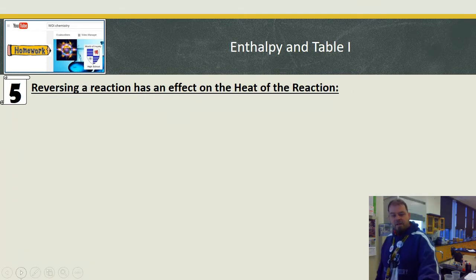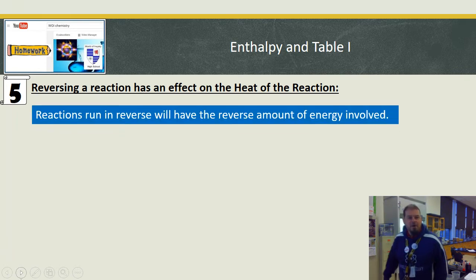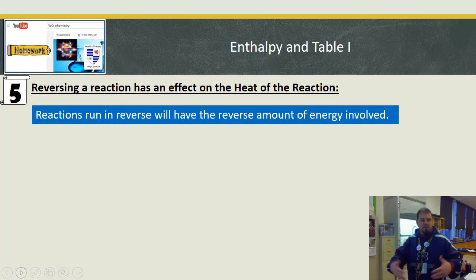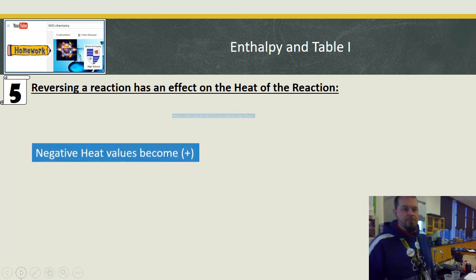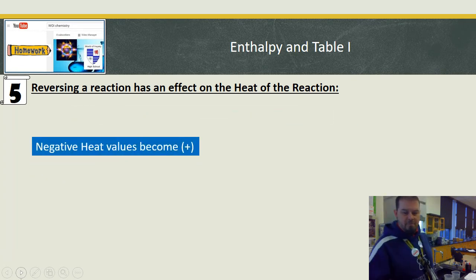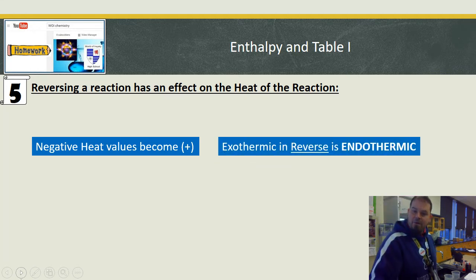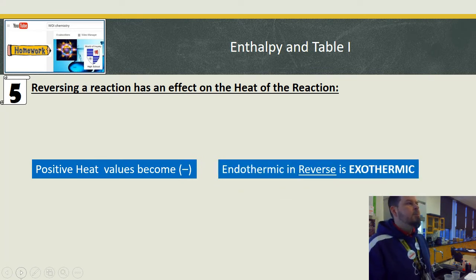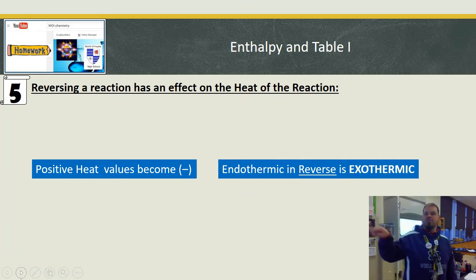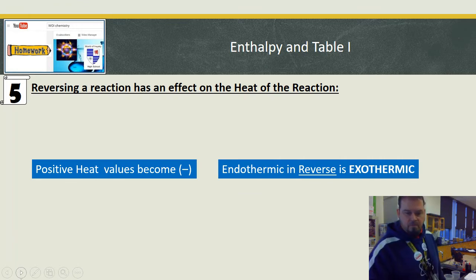Okay, reversing a reaction. Ooh, if I go backwards. So this is the fun part. Now that we actually know what forward and reverse reactions we're talking about, we're getting a little bit more familiar with that. When they run in the reverse order, we have to flip the sign. Negative heat values become positive. So an exothermic becomes endothermic. Oh, there we go. See? And then a positive heat becomes negative. So then an endothermic becomes exothermic. And this is just helping us read those graphs that I can go backwards or forwards.